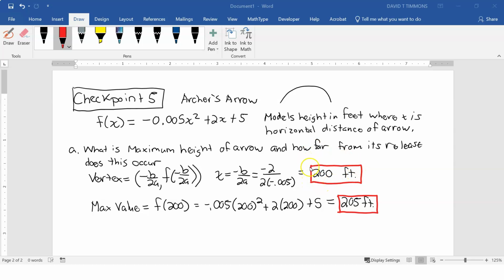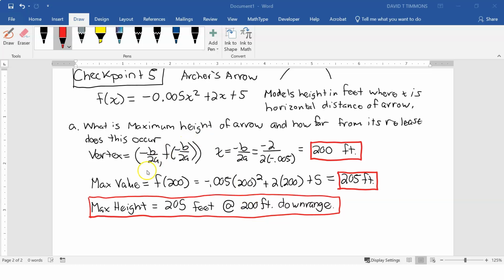Now that we found where the maximum value occurs, we take that x value, substitute it into our function, right, and evaluate carefully. Remember your order of operations. Make sure you square the 200 first before you multiply by the minus 0.005. But if you calculate this correctly, you'll get 205 feet.